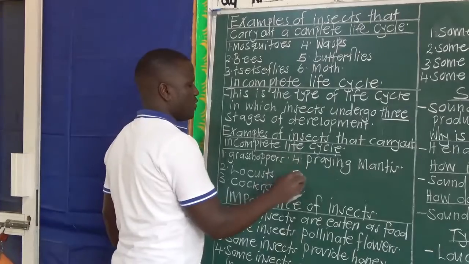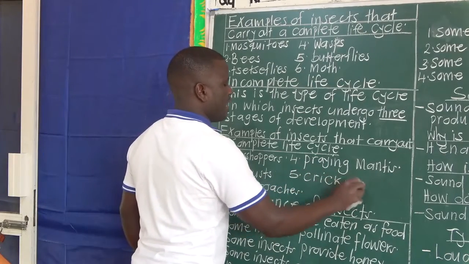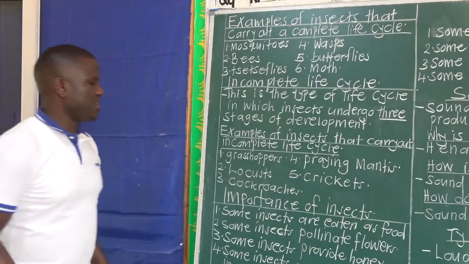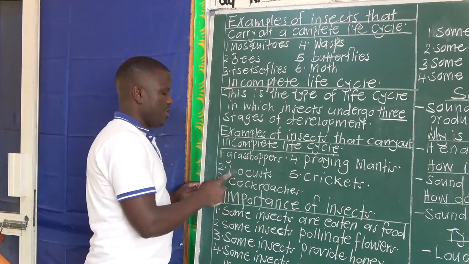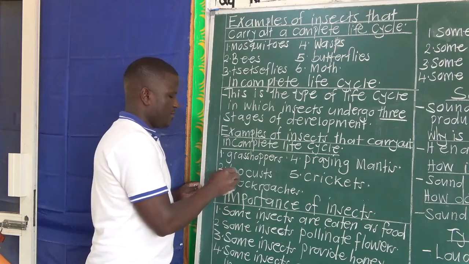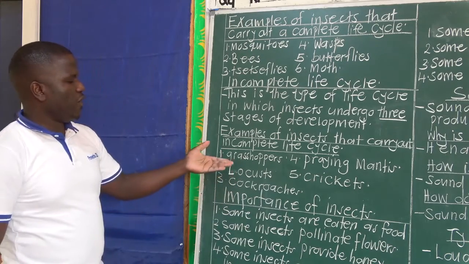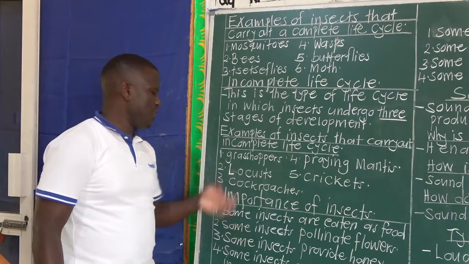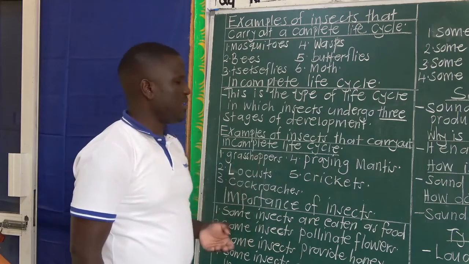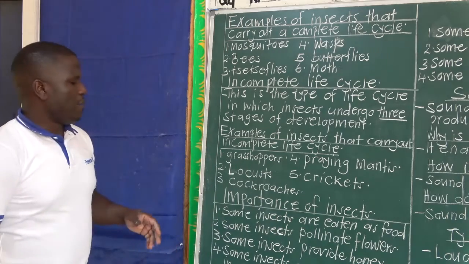Then we also have what we call crickets. Crickets are like in the same category like locusts, but for them they are big. They are called crickets. So I've given you 4 examples of insects which carry out incomplete life cycle: grasshoppers, locusts, cockroaches, praying mantis. Then we have crickets.